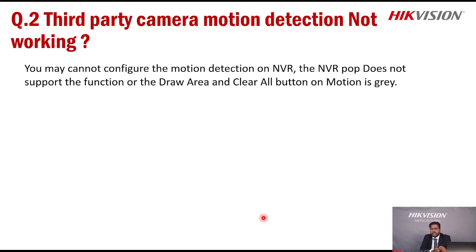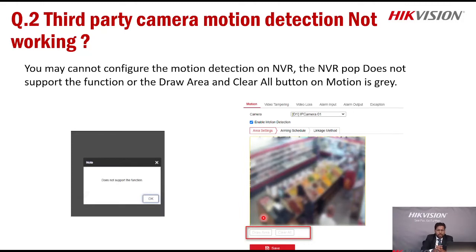You want to use motion detection, and you have already enabled it, and it is showing, but somewhere you need detailed configuration. If you require that, you will get an error such as "does not support this function", or you will find that you cannot customize your area in the case of motion detection. So the third party camera already has the motion detection feature available, and you are adding this camera to your Hikvision NVR, but you are not able to configure this particular feature in a customized way.